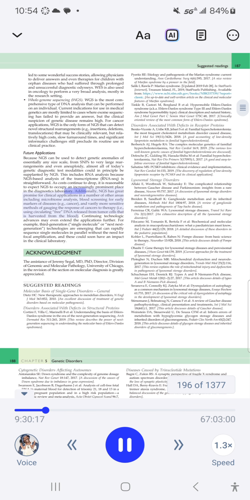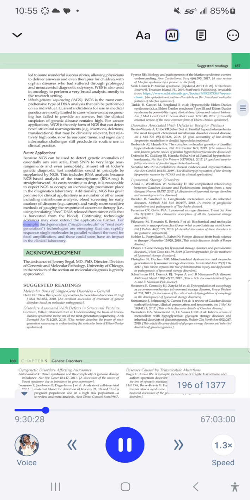Additionally, NGS has great promise for clinical applications in a number of other areas, including microbiome analysis, blood screening for early markers of diseases, e.g., cancer, and vastly more sensitive methods of gauging the response of cancers to therapy, i.e., using circulating free DNA released from tumor cells that is harvested from the blood. Continuing technologic advances may even extend the applications further.